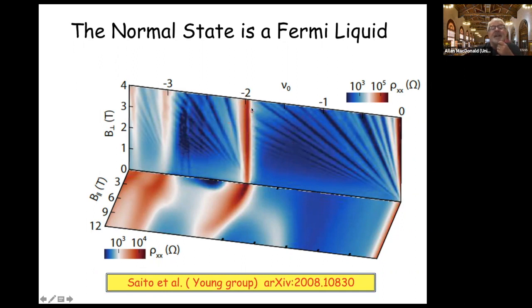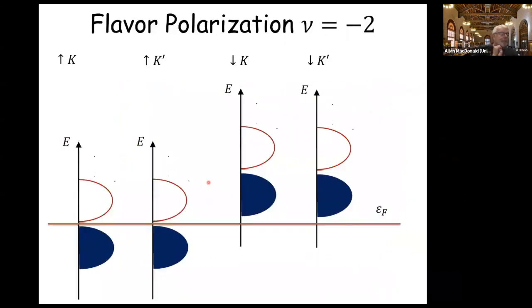And at filling factor -2, you have an insulating state that doesn't appear in the single particle theory because the 4 bands at this point are half empty. But then when you remove more carriers, you have Fermi surfaces again. And down here in dark blue, that's where the superconductivity is. And I'm going to be talking about an important lesson on how the superconductivity depends on in-plane magnetic fields.